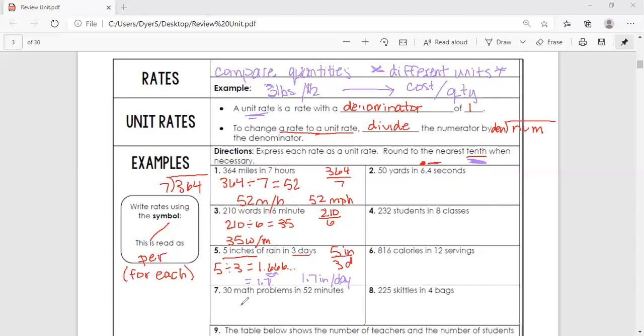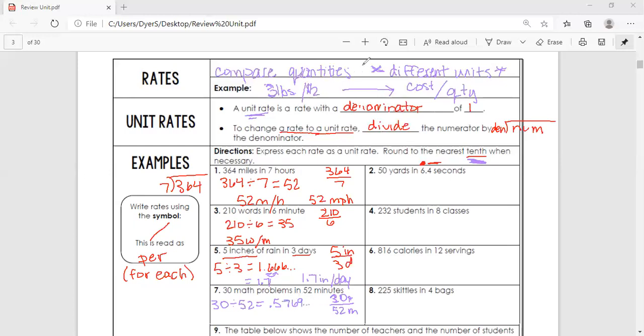All right, so number 7, 30 math problems in 52 minutes. So that looks like, if it's a ratio, 30, because that's what they listed first. That's what's going to come first. 30 problems in 52 minutes. So we're going to divide that in our calculator. It's going to be 30 divided by 52, and we get 0.5769, etc. Okay, it keeps going.